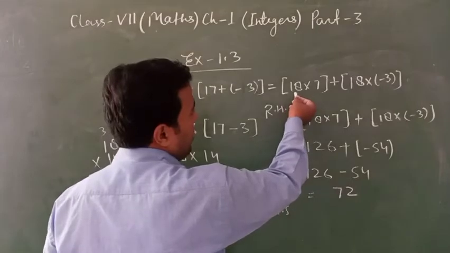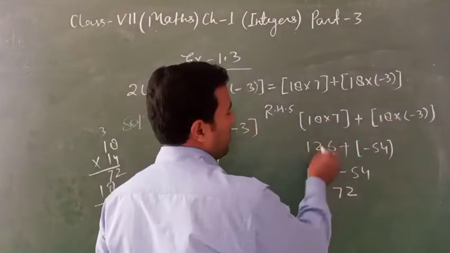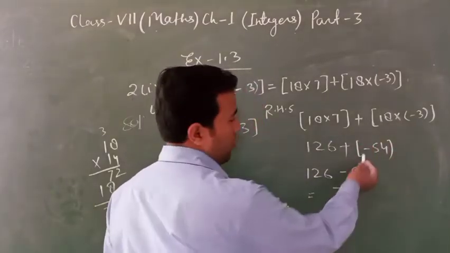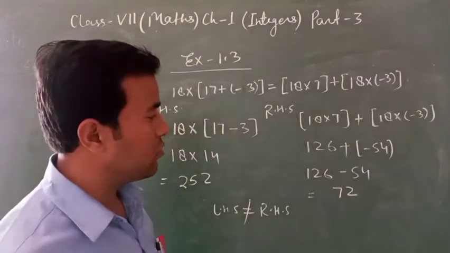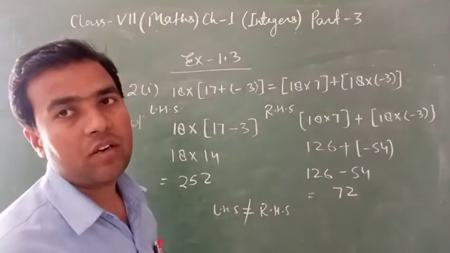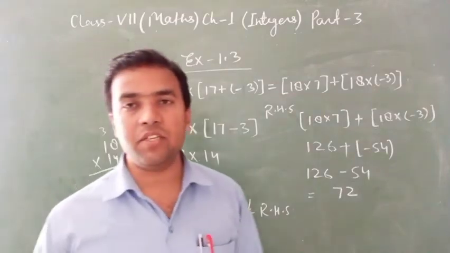Right hand side: 18 into 7, 18 into minus 3. 18 times 7 is 126, 18 times 3 is 54. Clear? So minus plus minus, 126 minus 54 equals 72. Clear? So both are not equal. It is not verified. Clear? Note down this. Second B you can do.